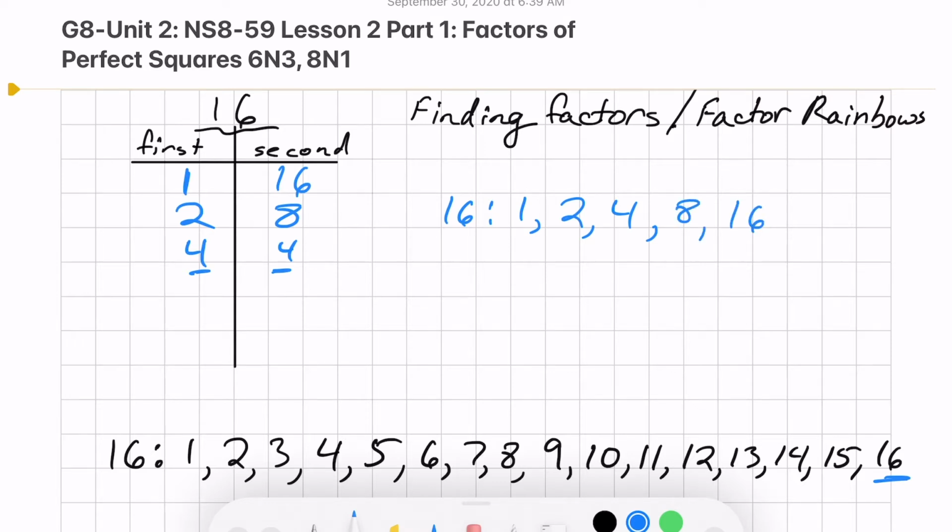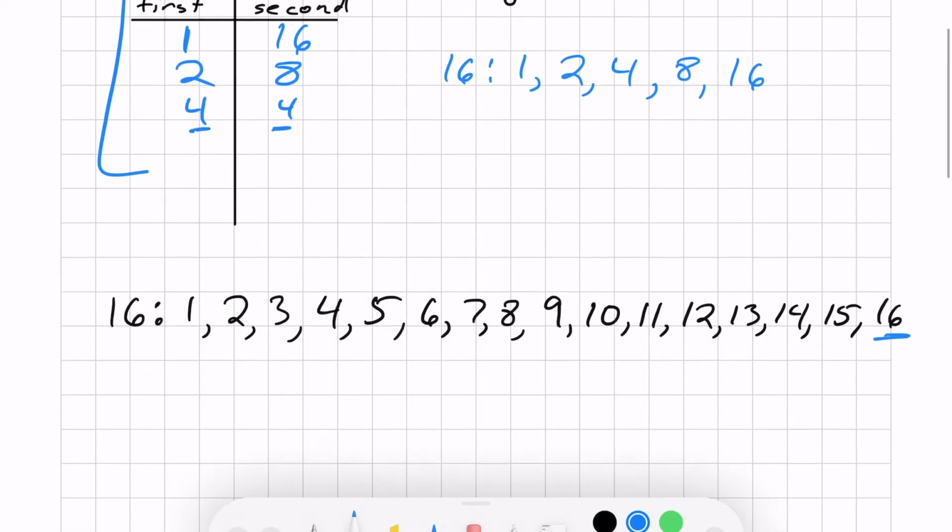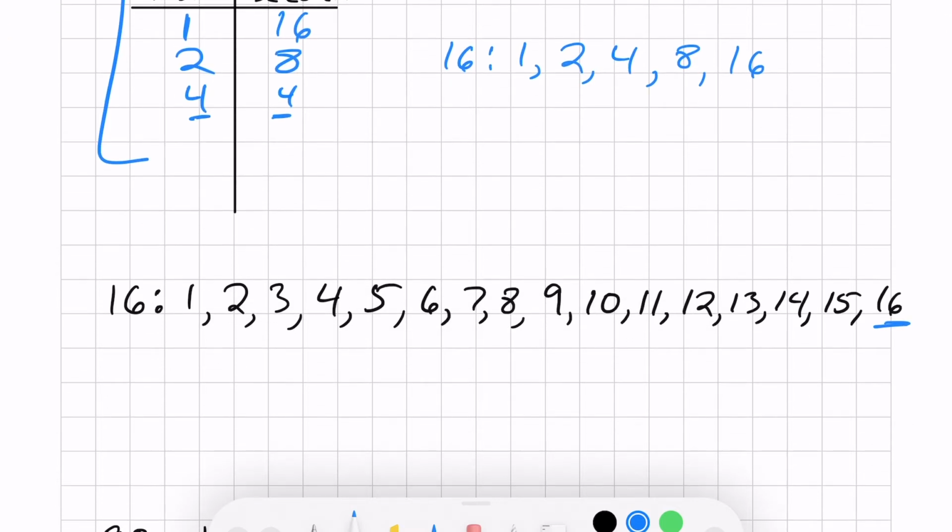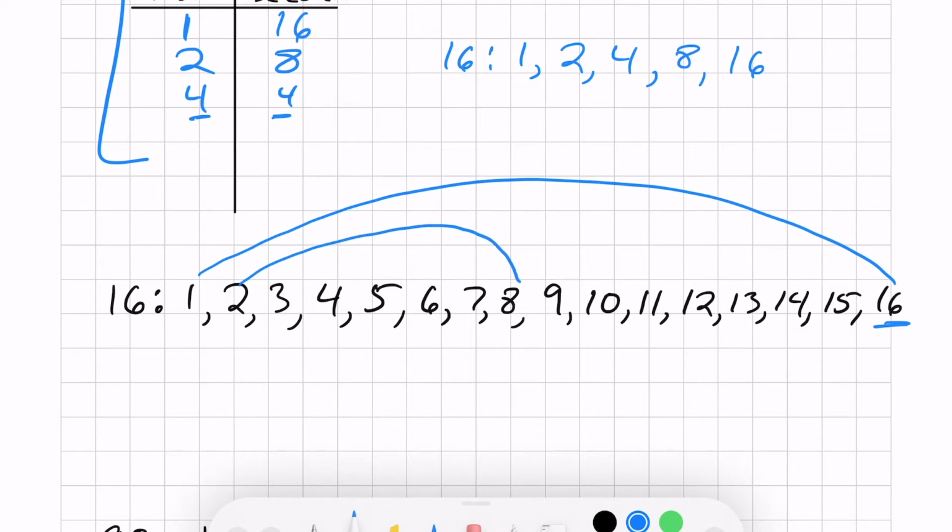Now we can find our factors this way, or we can use a factor rainbow. Now I've written out all the numbers from 1 to 16 here, and I'm just going to match them up. So I have 1 and 16, 2 times 8, and then 4. So sometimes a number is paired with itself. So I'm just going to do a little loop here. Okay, now what I want you to notice is factor rainbows look like rainbows because no arc overlaps or crosses.